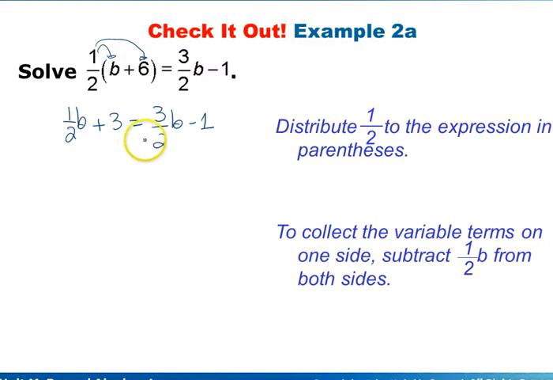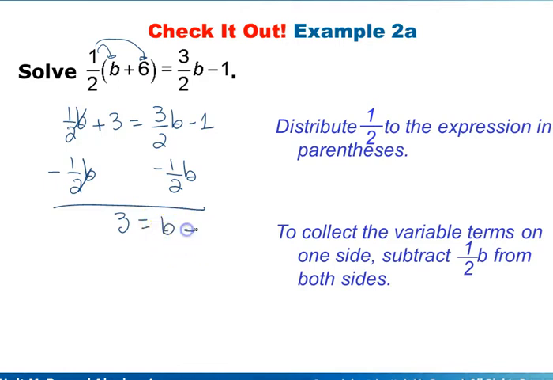Now we could get rid of the fractions, but in this case everything has the same denominator, so we can just keep them. So first thing I'm going to do is move the half. I'm going to subtract half of b, and I'll be left with 3 on this side, and then 3 minus 1 is 2, and 2 divided by 2 is 1. So I'm left here with b minus 1, and now this becomes an easy one-step equation.